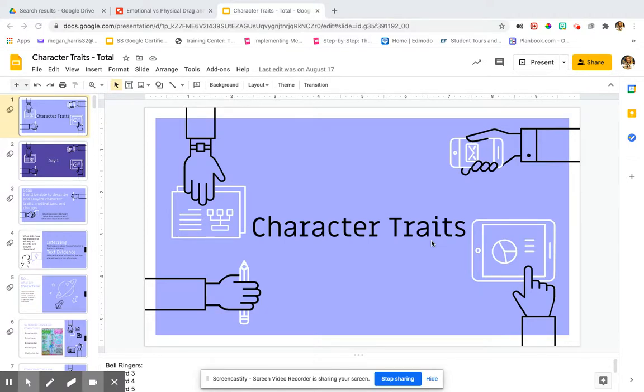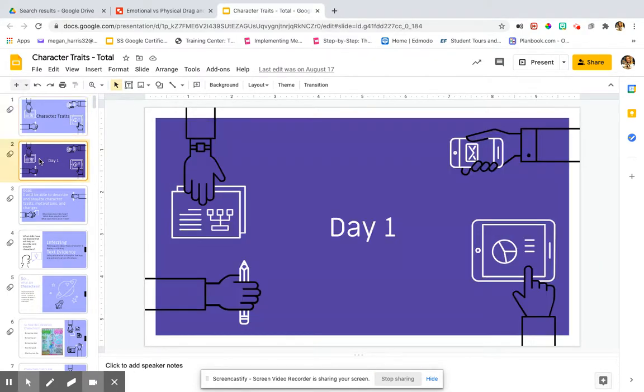This morning, I had you do a check-in and it asked you things like, what are physical traits? What are emotional traits? What are characters? And those are all questions that we are going to answer in our mini lesson today. So today is day 1 of character traits, okay?